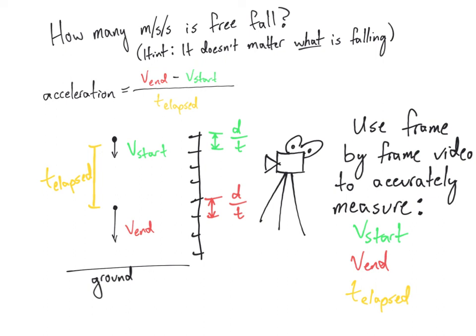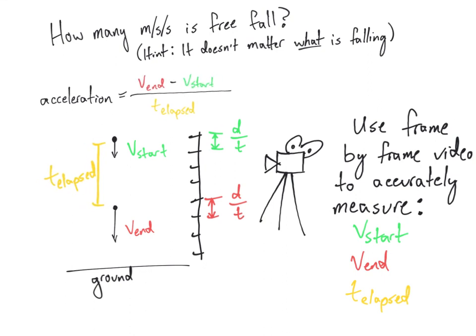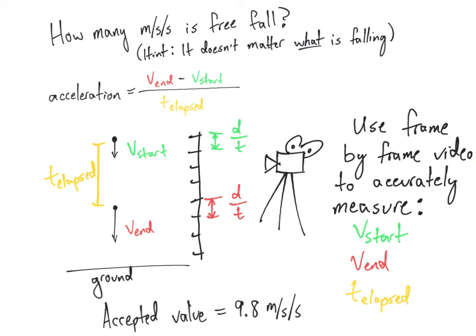Once we have those two velocities, we can figure out the time between those two points and then solve for our acceleration using our equation above. Hopefully you can do this lab successfully and get the accepted value for free fall acceleration, which is equal to 9.8 meters per second per second. Good luck.